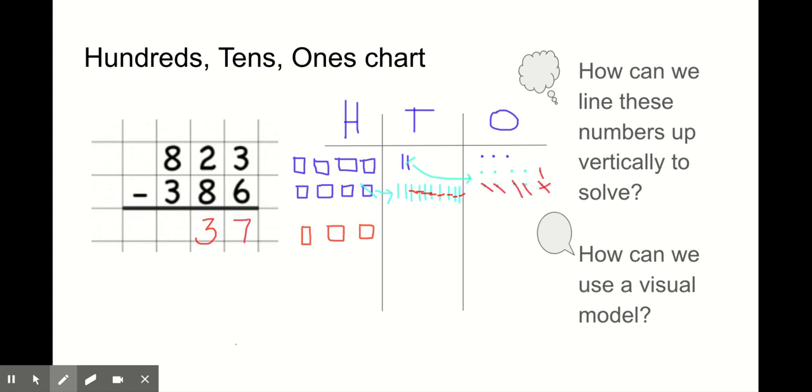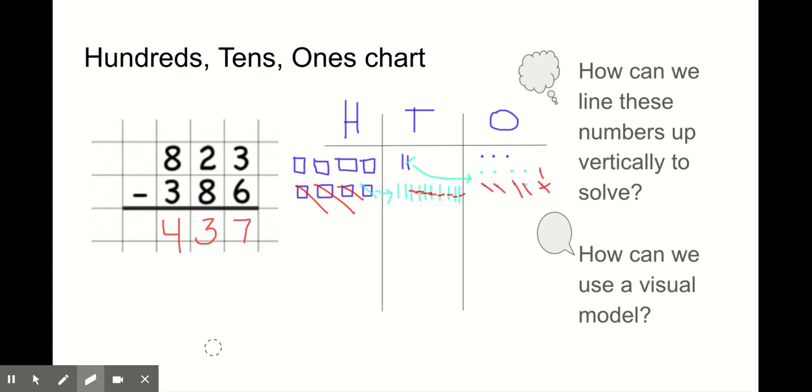Finally, I need to take my hundreds away. Can I do that? I sure can. I can take 3 away. 1, 2, 3. How many blacks do I have without a line through it? 4. So my answer is 437.